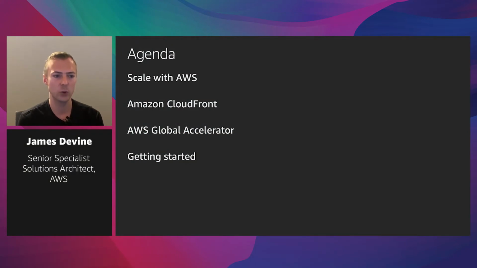To get started today, we'll talk a little bit about the scale of AWS and how you can use that to help your applications. Then we'll get into talking about the two products that we have in this space, Amazon CloudFront and AWS Global Accelerator. And then we'll finish up with some getting started and how you can get going with this today.